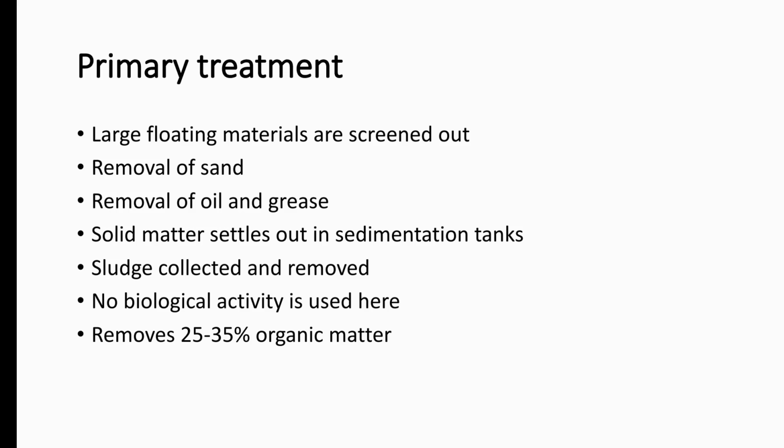You must know that in primary treatment, no biological activity is used. 25 to 35% of organic matter present in water is removed during the primary treatment.